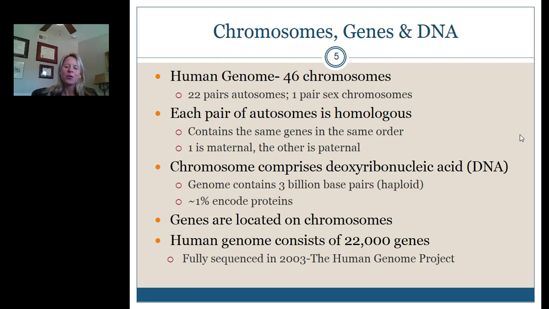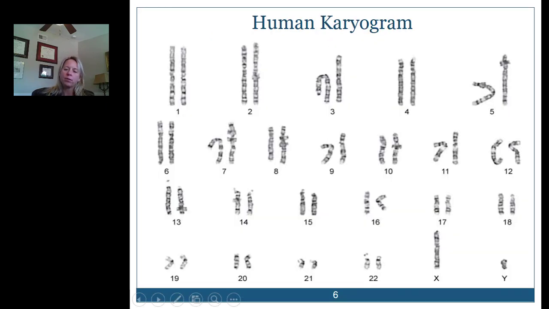And that we now know, given the results of the Human Genome Project, which was geared at fully sequencing the human genome, which was completed in 2003, that the human genome comprises 22,000 genes. This just provides you with a human karyogram. A karyogram is an illustrative representation of an organism's chromosomes.